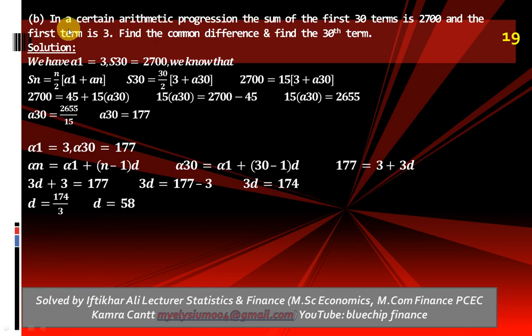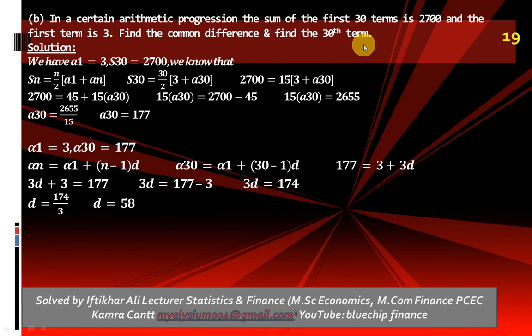Part B of this question: in a certain arithmetic progression, the sum of the first 30 terms is 2700. So the sum of the first 30 terms is 2700 and the first term is 3. Find the common difference and find the 30th term. So the first important step is to calculate the difference d.